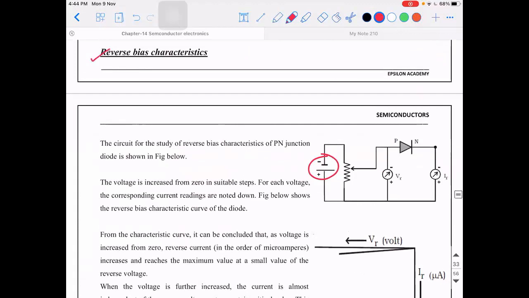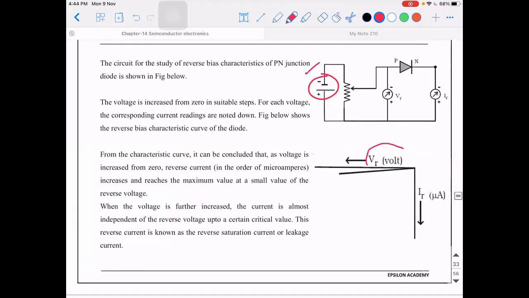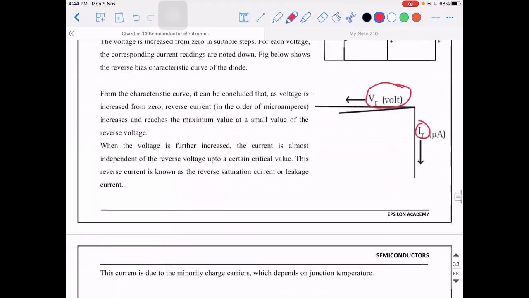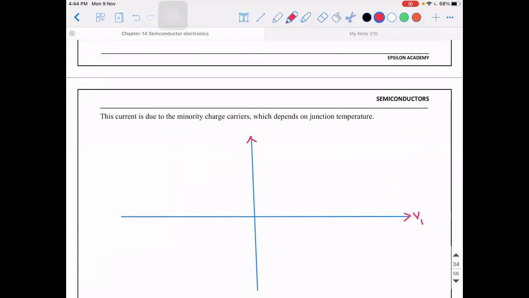What will happen in the case of reverse bias condition? Reverse bias means just the polarity is reversed. So what will happen when you try to plot the graph between reverse voltage and current? See, generally, if you see in books, the graph is given like this. Both forward and reverse characteristics are drawn in the same graph. Generally, the forward characteristics are taken in the first quadrant, and reverse characteristics are taken in the third quadrant.